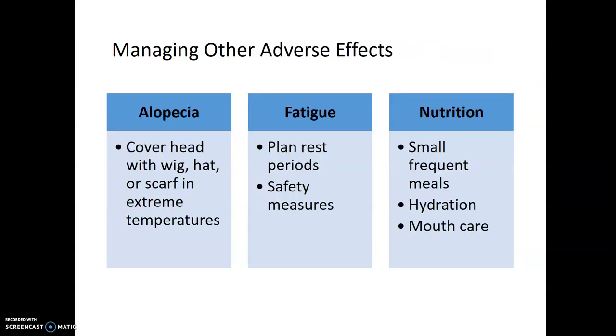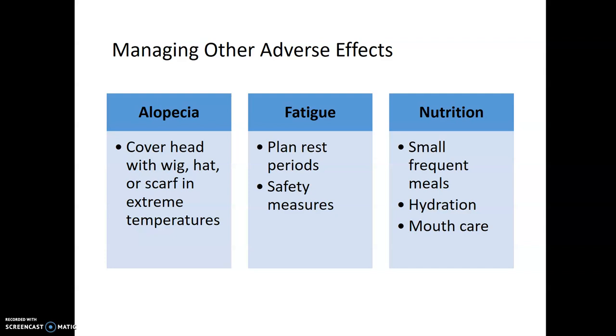Managing other adverse effects. For alopecia, these are found in your chapter under the nursing considerations, so you need to read those as you are perusing this chapter. Alopecia, cover the head with a wig, hat, or scarf in extreme temperatures, as the body temperature is often controlled by that of the head.